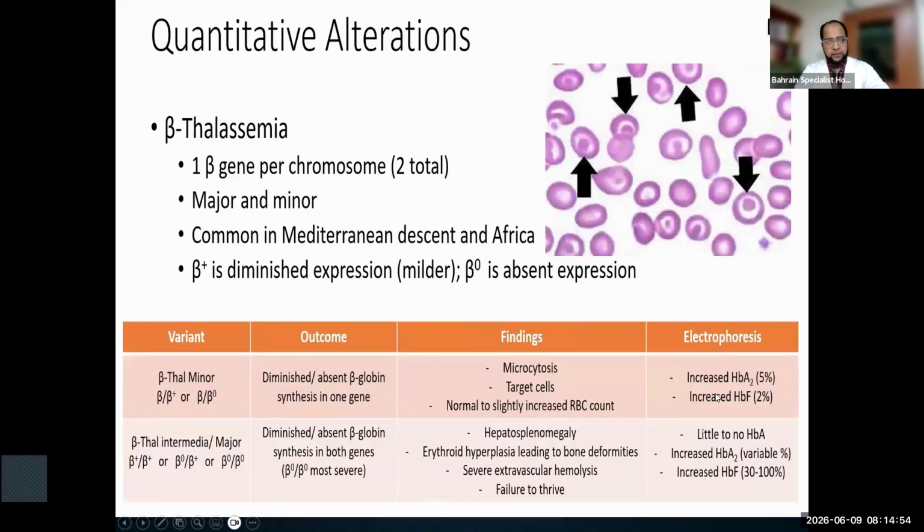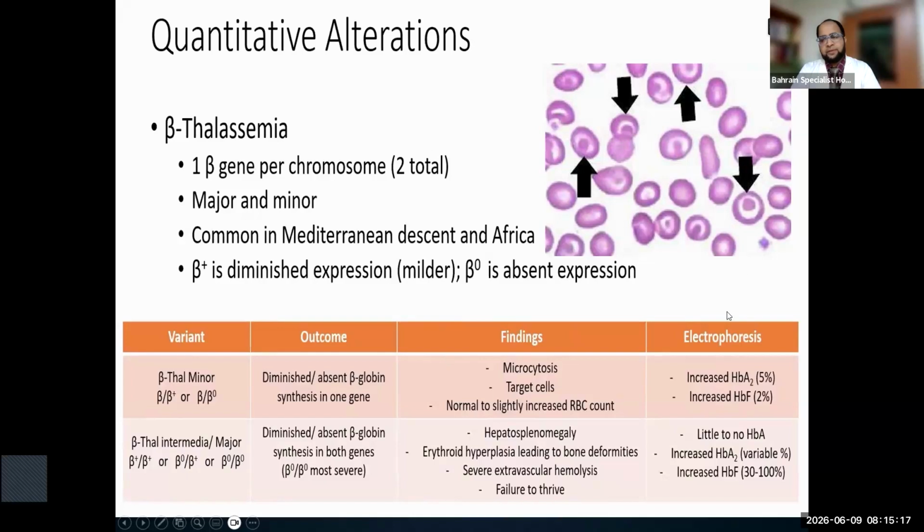So coming to beta thalassemia, one gene is expressed per chromosome, so a total of 2 genes are required. Based on this, they are classified into major and minor. Beta plus is the abbreviation used for milder expression, and beta 0 is used for absent expression.